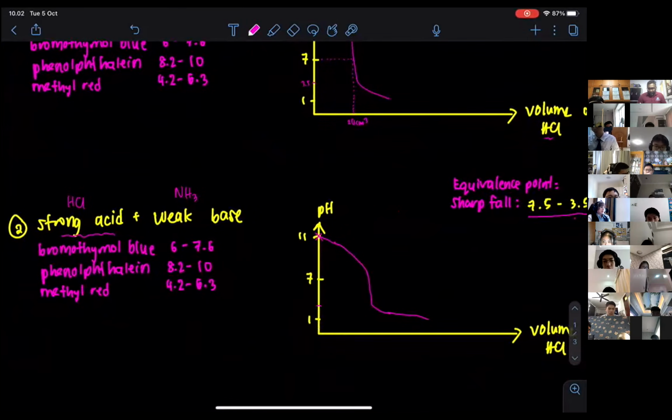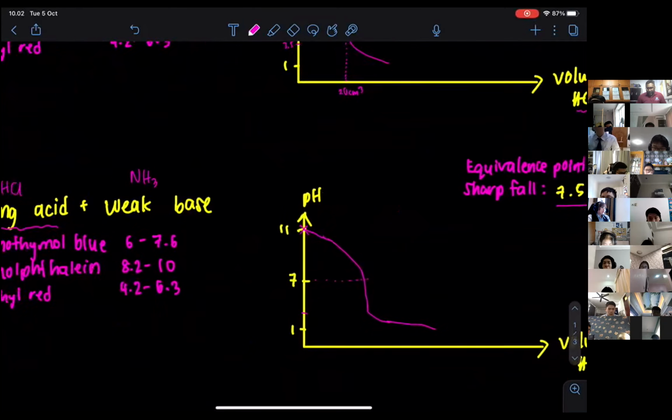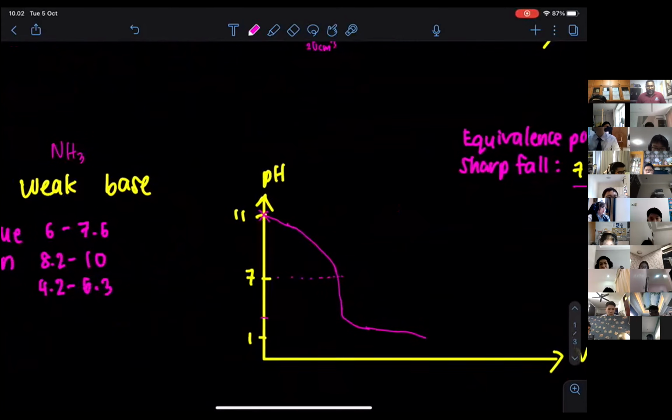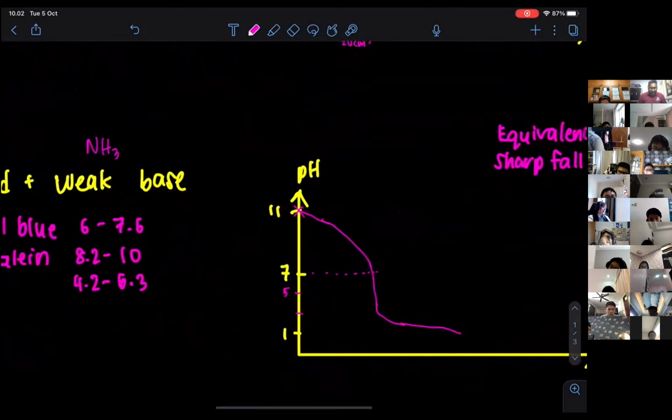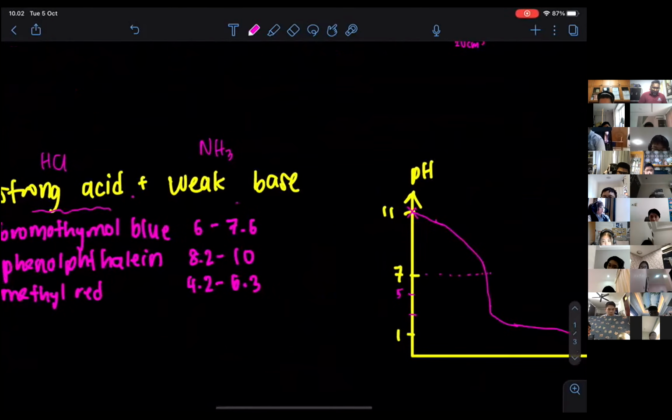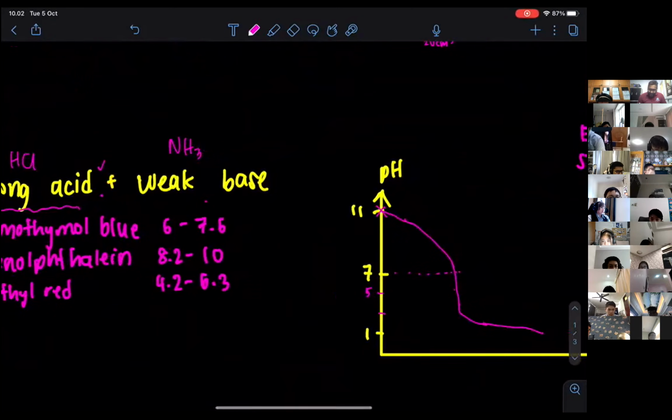So is my equivalence point still going to be 7? No, because they are not at the middle. So what happened to the middle? It will go down a bit, from 7 to become 5. How to remember this? Strong acid, weak base, strong will win. So the pH is going to be at 5, and that is going to be the equivalence point.